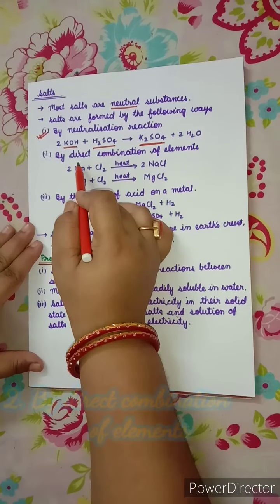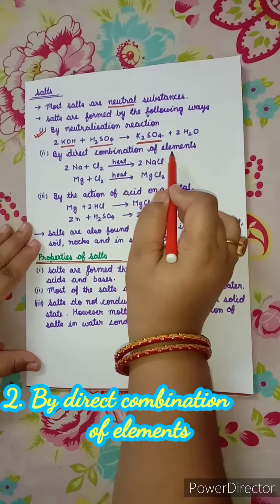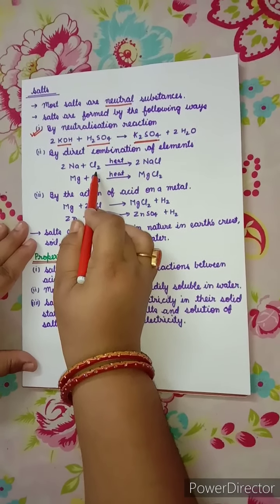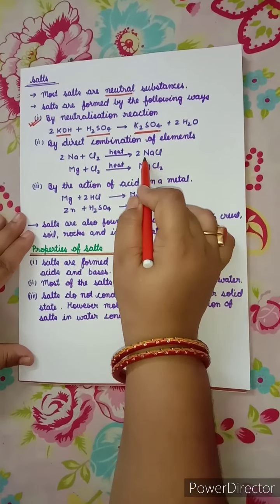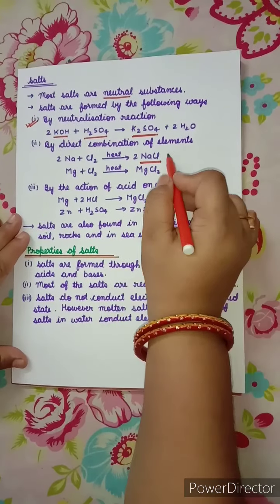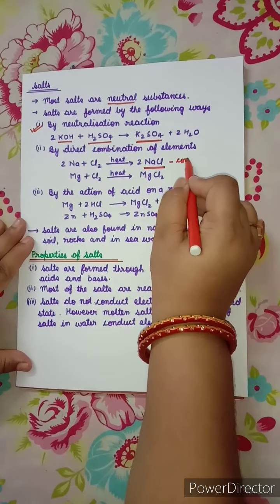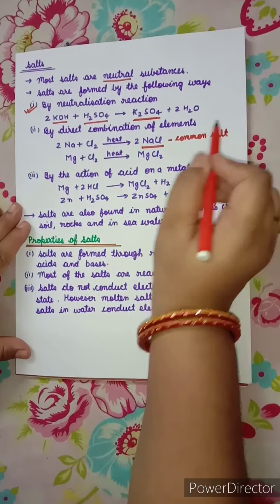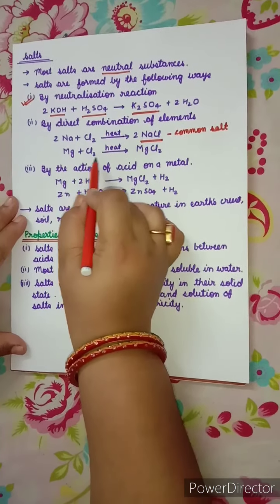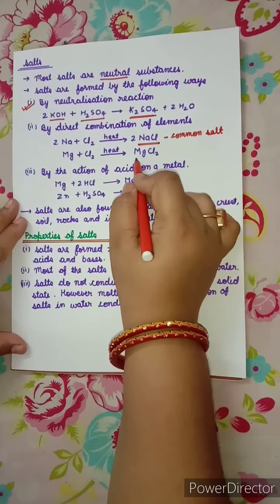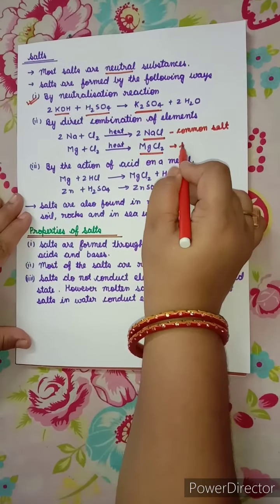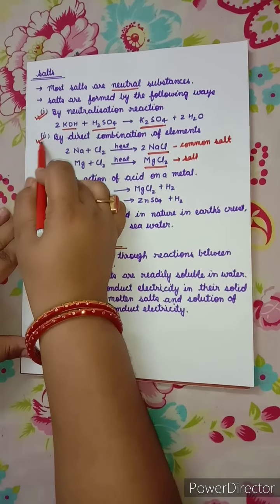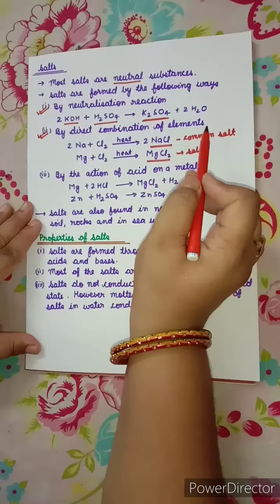The second method is by direct combination of elements. For example, Na plus Cl2. When they are heated, they will form NaCl, sodium chloride, the common table salt used in our houses. So this is also one method to make salt. Similarly, Mg plus Cl2, when heated, forms magnesium chloride, and it is also a salt. So this is the second method for obtaining salt, by direct combination of elements.